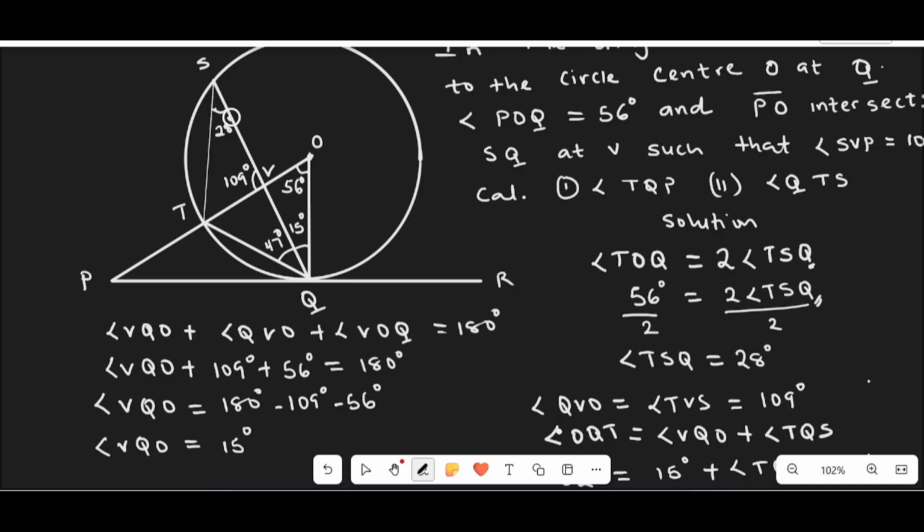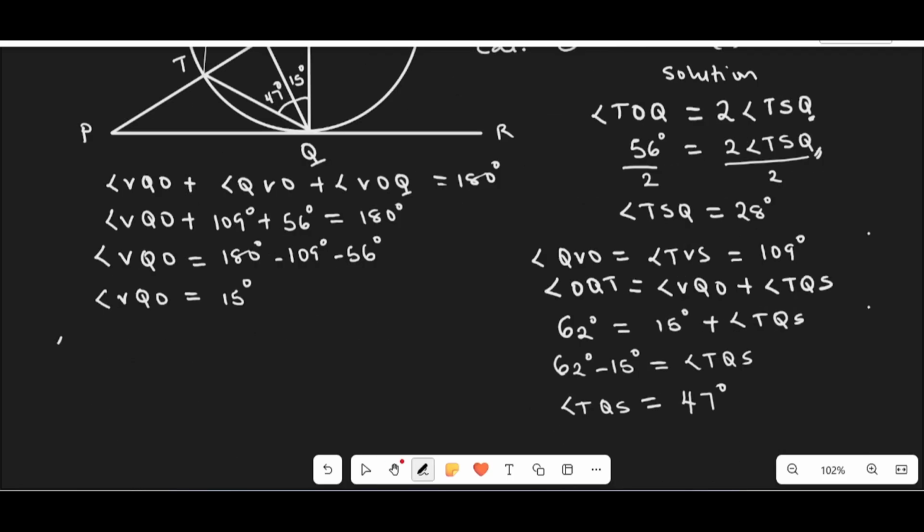Let us calculate angle QTS by considering triangle SQT, and the sum of interior angles of a triangle is equal to 180 degrees. That means angle QTS plus angle TSQ plus angle TQS equal to 180 degrees.